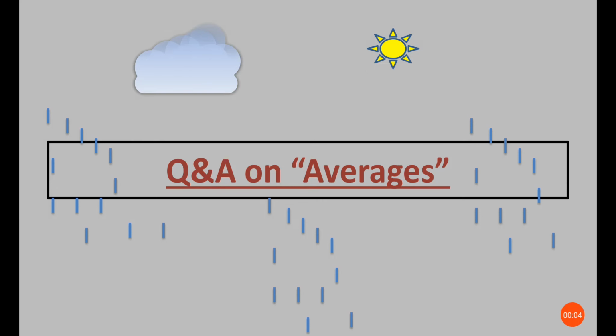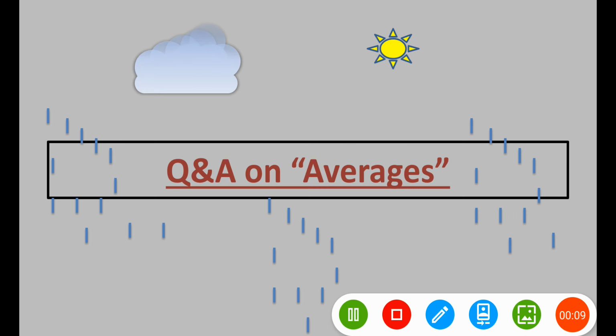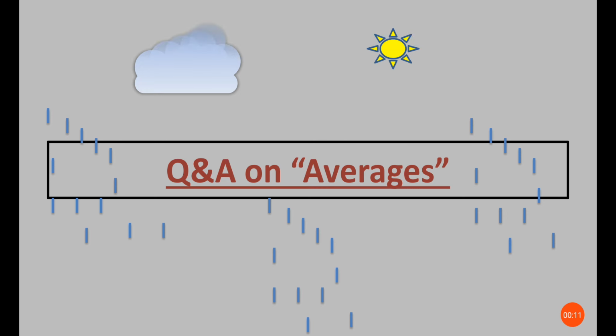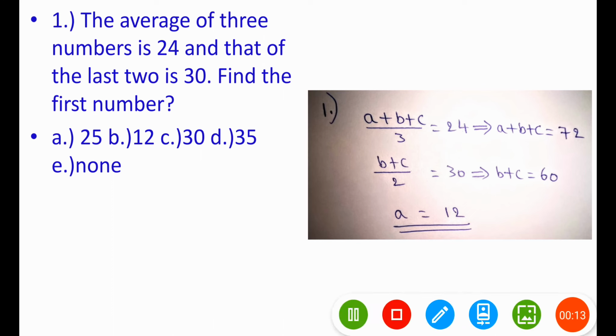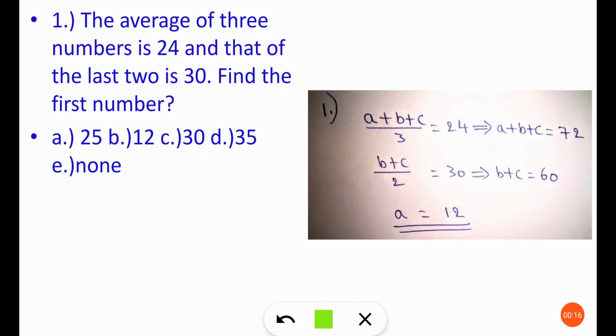In this video we are going to discuss important question and answers or problems and solutions on averages topic. So let's get started. The first problem is the average of three numbers is 24 and that of the last two is 30. Find the first number.